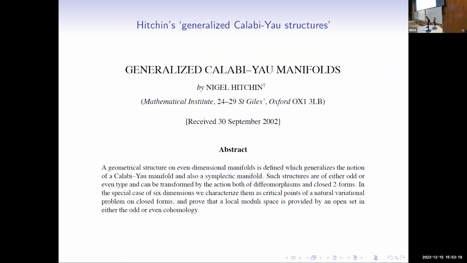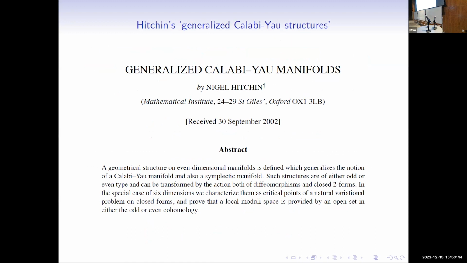Okay, so again, keeping with the theme of the week, I'll just mention this paper. They were really first discovered, though I described it slightly anachronistically, in this paper of Nigel's titled "Generalized Calabi-Yau manifolds," and I'll explain his point of view on generalized complex structures in the next slide.